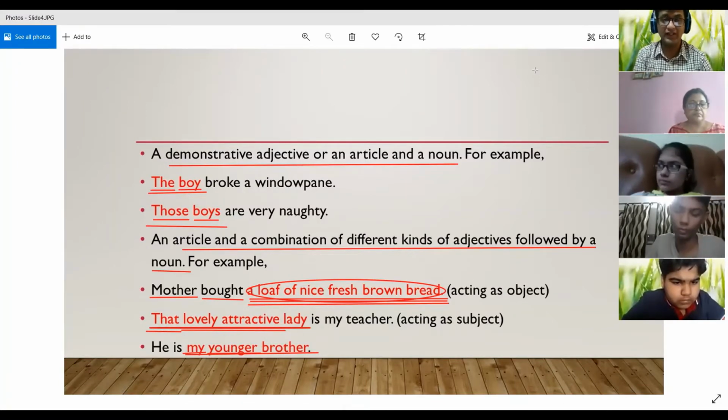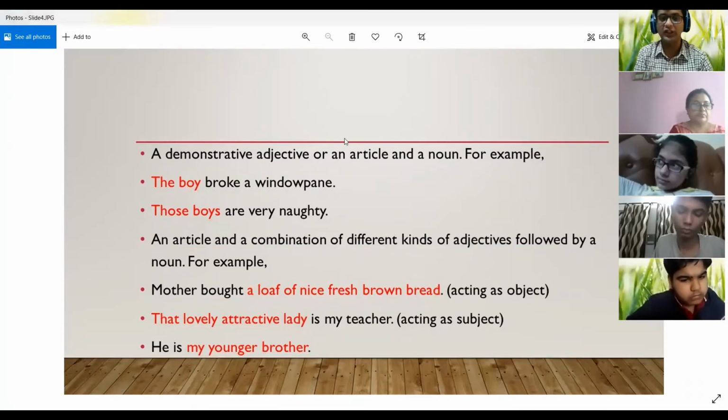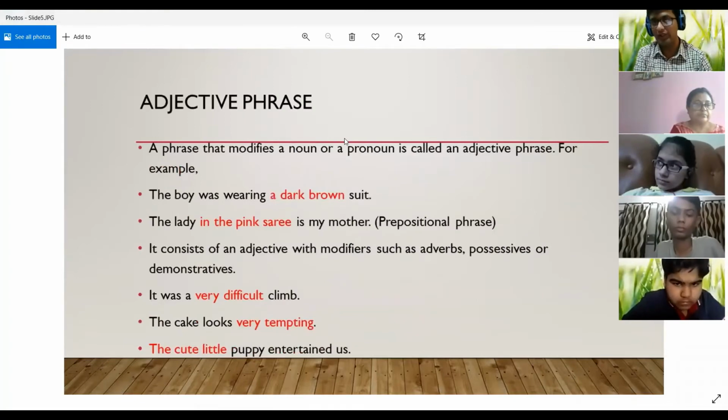I hope the doubts are clear, whatever I am teaching. Okay. After going through the concepts, I am going to take your doubts. So don't worry. If you have some doubts, we will go through them.